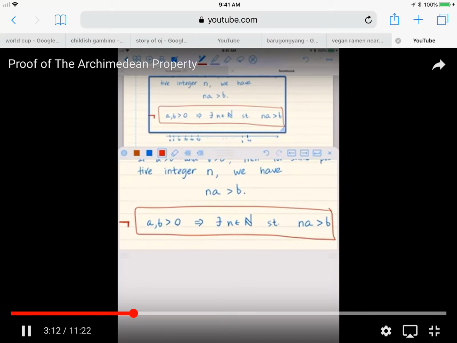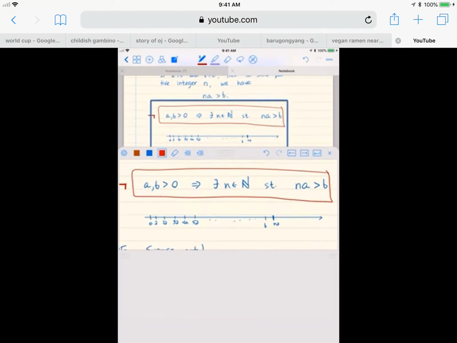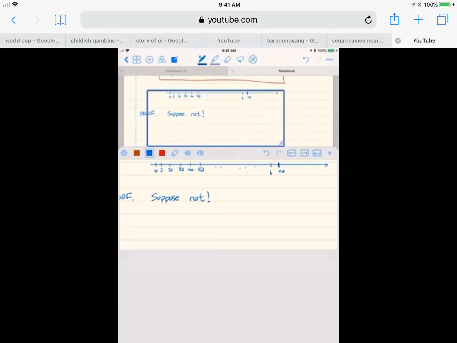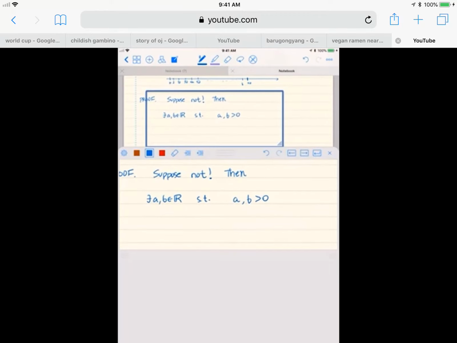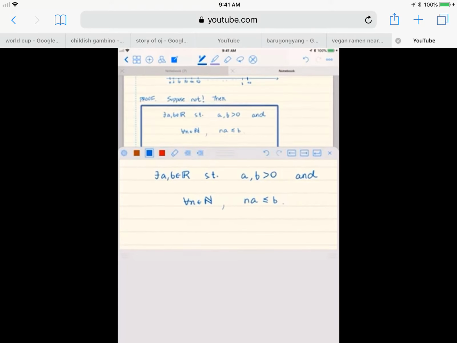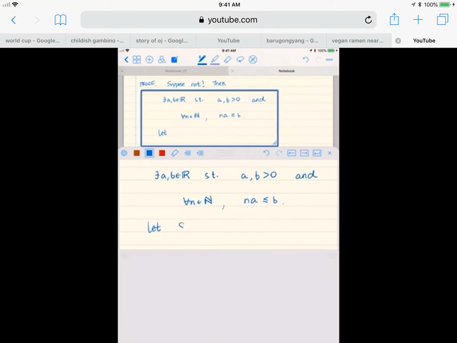Okay, so let's go ahead. I kind of jumped ahead. So we're going to do the proof by contradiction. Suppose not. Then there's an a and a b such that a and b are positive, and for every positive integer n, n times a is less than or equal to b. So we're doing a proof by contradiction.